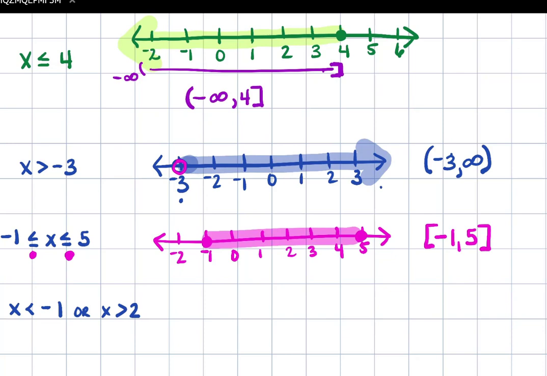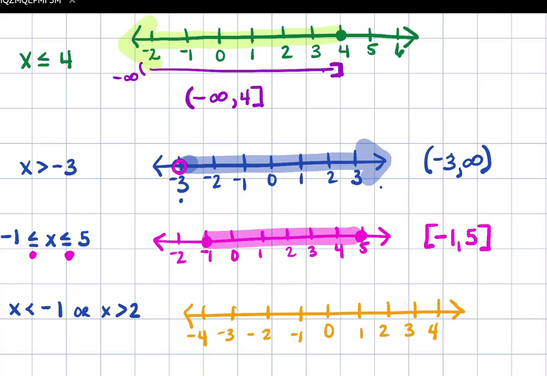And last, we have x is less than -1 and x is greater than 2. So let's see here, 0, 1, 2, 3, 4 on the right, -1, -2, -3, -4 on the left. I'm sorry, I said that wrong.